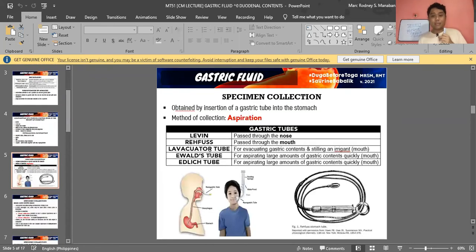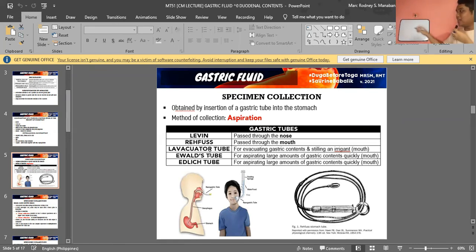All right. Now, what about specimen collection? The mode of specimen collection is aspiration, and the route is either through the mouth or the nose. All right. And a very important question, dears, when it comes to gastric fluid, are these tubes. Which one is passed through the nose, which through the mouth? Take note. There are two major tubes. You have only one through the nose and the rest go through the mouth, okay?